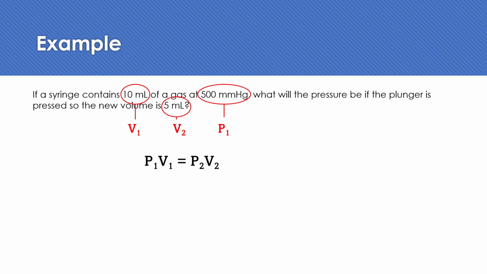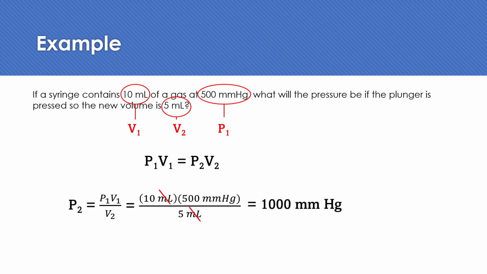So we're going to rearrange our equation to isolate P2. P2 is equal to P1 V1 over V2. So we just plug the numbers in: 10 milliliters times 500 millimeters of mercury divided by 5 milliliters. Milliliters cancel, and you'll get your answer in millimeters of mercury. So you find that I halved the volume, and so I doubled the pressure. Now, the units that you use do not matter as long as you have the same units on both sides.